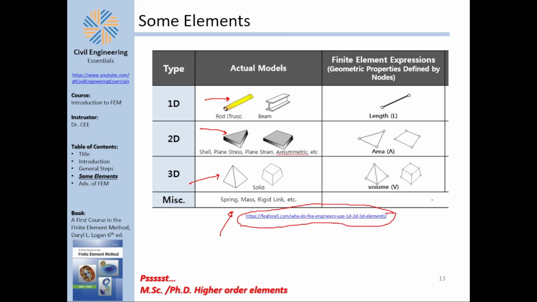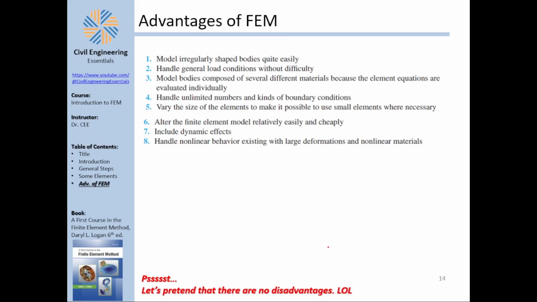Of course, I know that there are some higher level people watching me. There's something called higher order elements, which basically means that your line now no longer is 2 points but 3 points, because you want to approximate a deflection shape that is a curve. But this is, of course, for you, secret. Now, the advantages of the finite element method, of course, first of all, let's assume that there are no disadvantages, LOL, but those are taken directly from the book, Logan. You can easily model irregularities, you can handle general load conditions. It's kind of cool. This is just recommended reading.